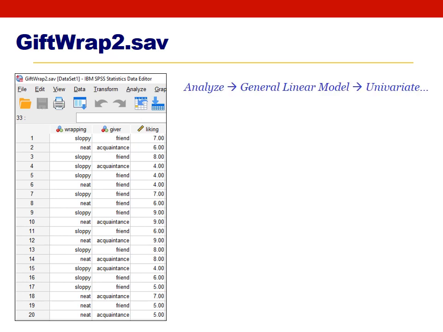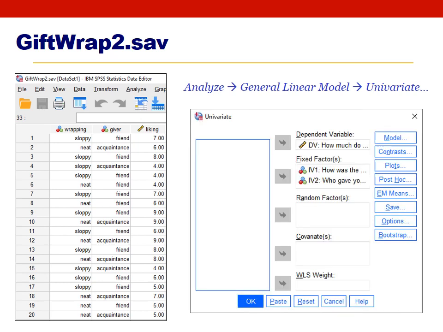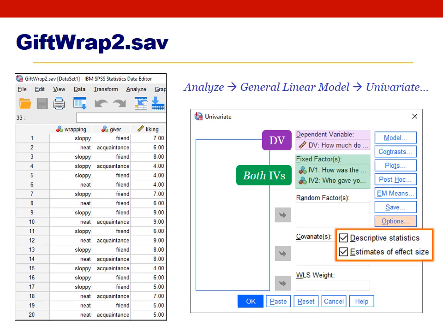To run this 2x2 factorial ANOVA, we're going to go back to Analyze, General Linear Model, Univariate. Our dependent variable is the same as it was before, how much people liked the gift. Just like we did before, we're also going to put both of our independent variables, how the gift was wrapped and who gave it to them, in the fixed factors box. And in the options menu, we're going to ask for descriptive statistics and effect size.